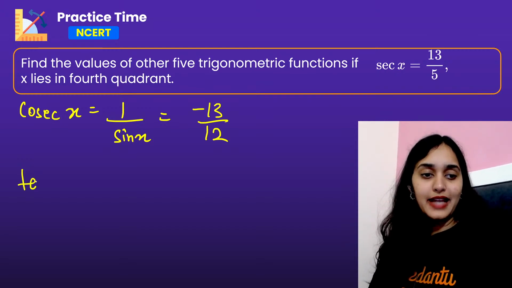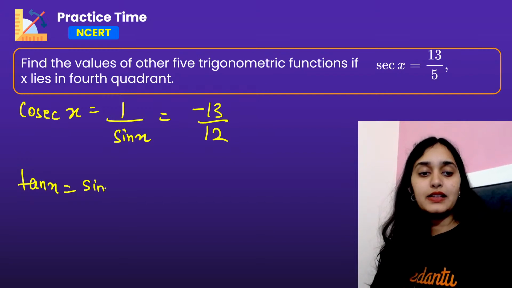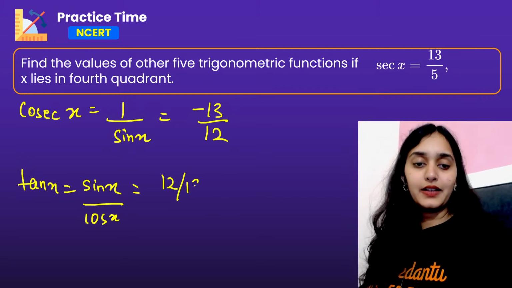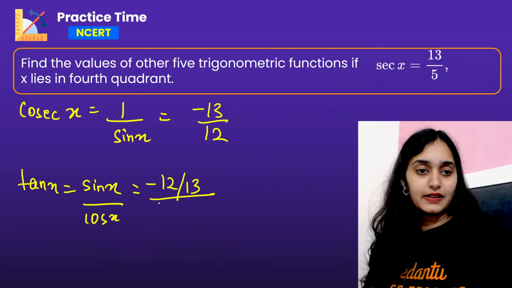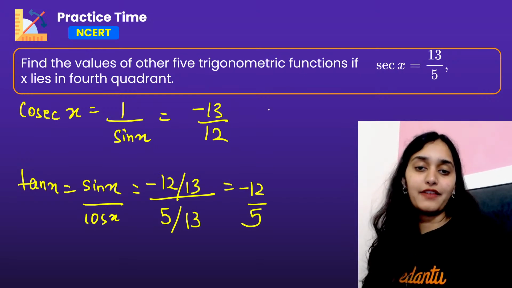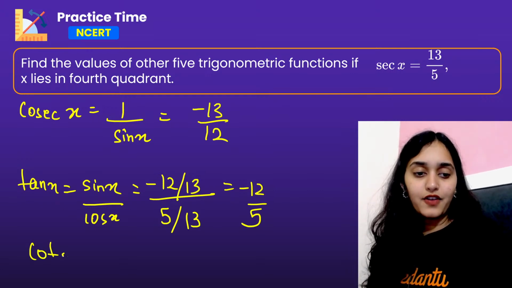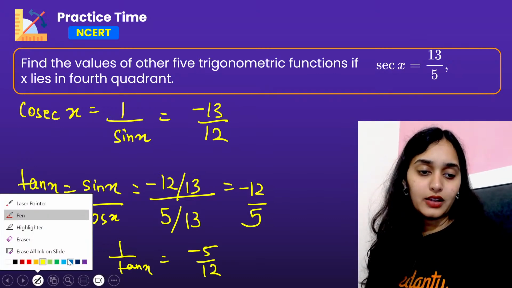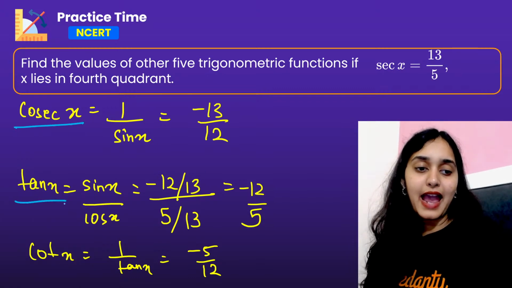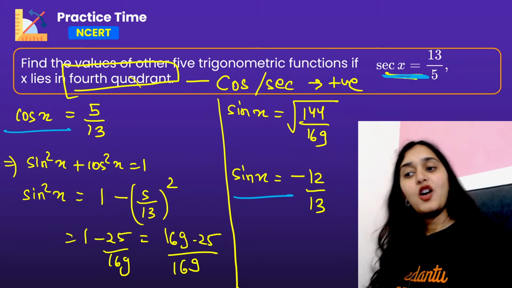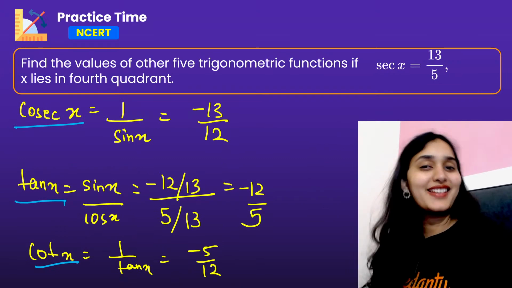Similarly, we have tan x. Tan x will be sine upon cos. Now sine is minus 12 by 13 and cos is 5 by 13. So we have minus 12 by 5. And lastly we have cot x is 1 upon tan x. So it will be minus 5 by 12. Now here we have all the values: cosec, tan, cot, sine, cos, secant x. All the other 5 trigonometric functions are here.